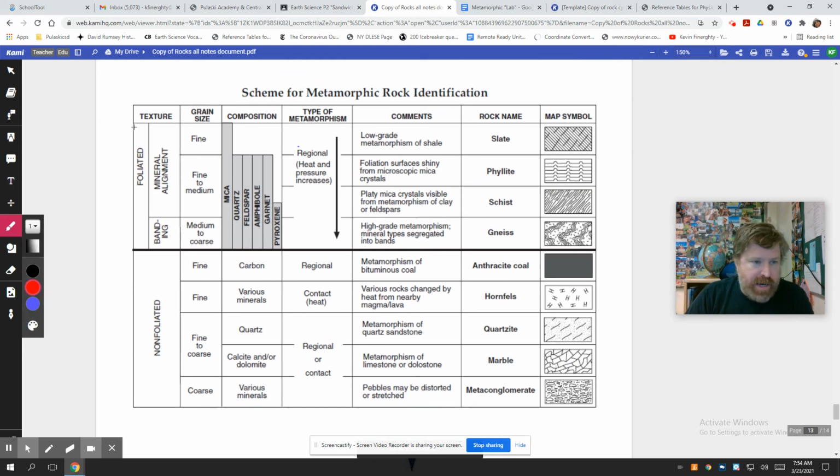So we've got foliated, which generically means that there are mineral alignments, and some of those mineral alignments are so bold that they're banding. Remember, those are the stripes. Or we've got non-foliated. You can go by grain size.